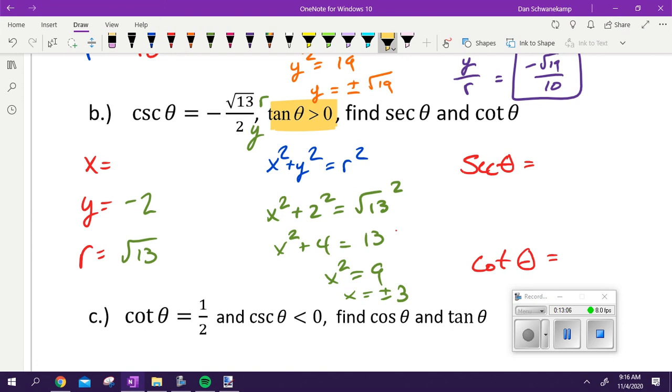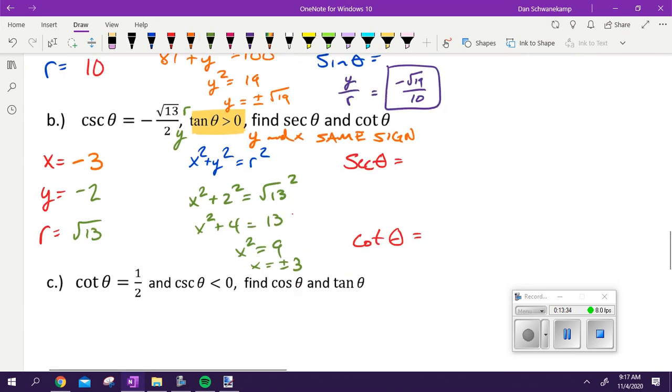So I look at this thing. Tangent is greater than 0. If tangent is greater than 0, what is that telling you? They're the same sign. Y and x are the same sign. So what is my 3 going to be? Is it going to be positive or negative here? It's got to be negative because I already know my y is negative because Abby told me it was because of this right here. So that means my x has to be negative as well. Then I'm doing it. Secant is r over x. Cotangent is x over y.